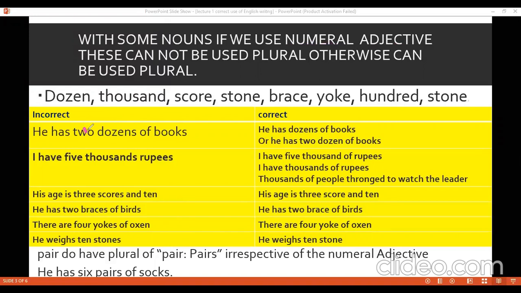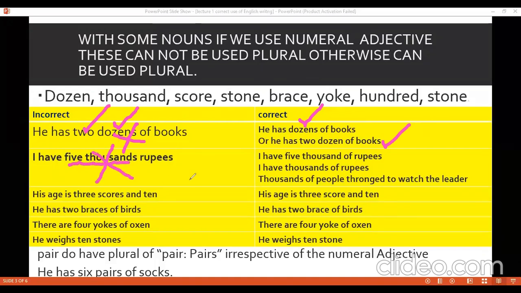He has 2 dozens of books. Numeral adjective 2, dozen with s, this is wrong. This sentence should be written: he has 2 dozen books. Or we may use this word dozen in another expression: he has dozens of books.